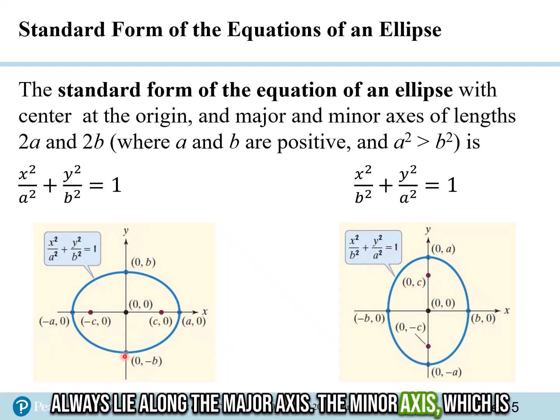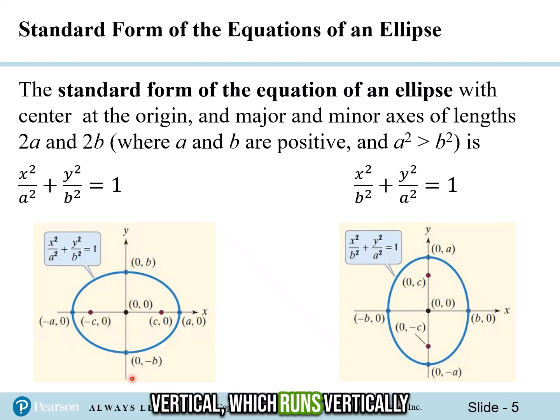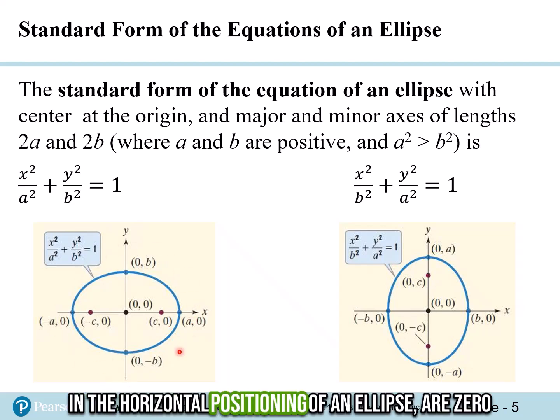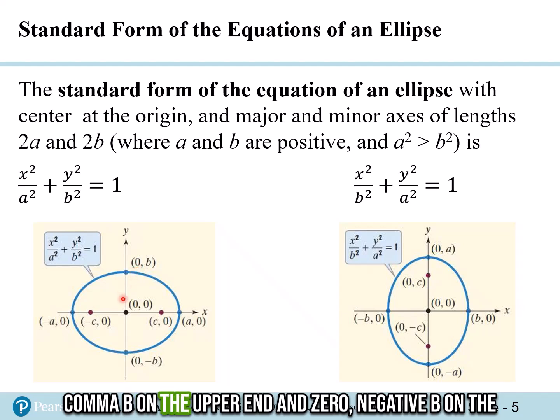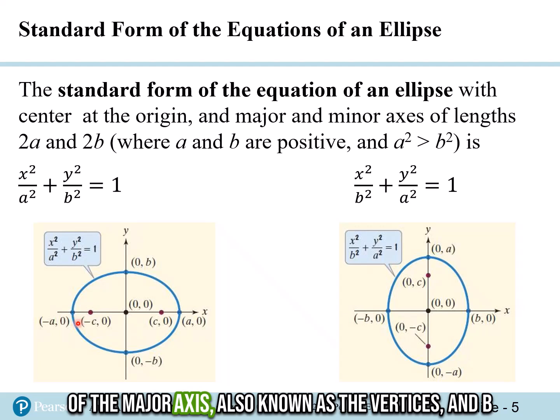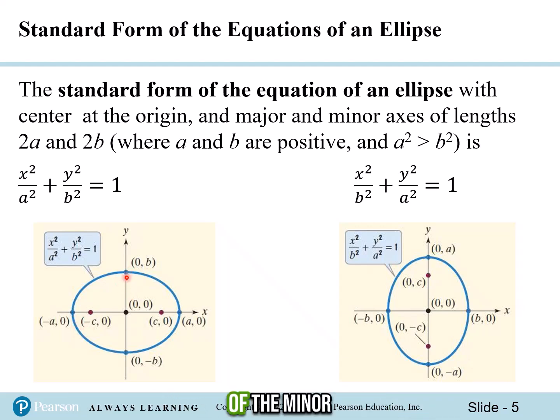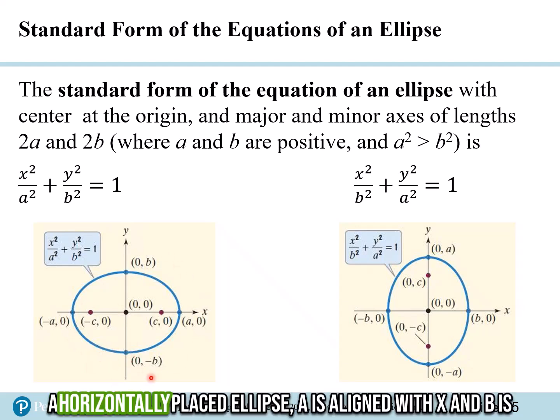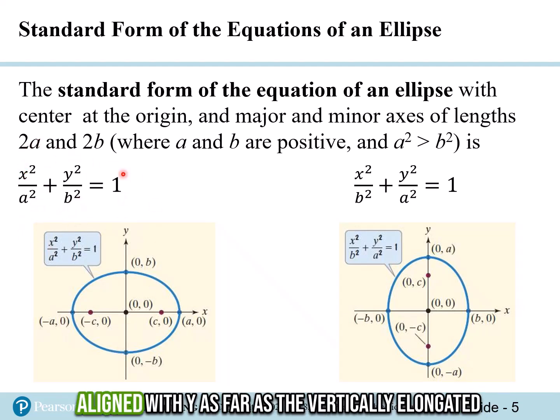The minor axis, which runs vertically in the horizontal positioning of an ellipse, has endpoints 0, b on the upper end and 0, -b on the lower end of the ellipse. So a represents the end points of the major axis, also known as the vertices, and b represents the end points of the minor axis. And in the equation for a horizontally placed ellipse, a is aligned with x and b is aligned with y.